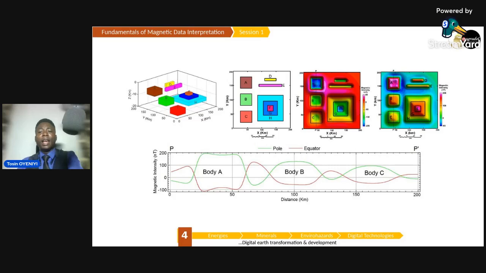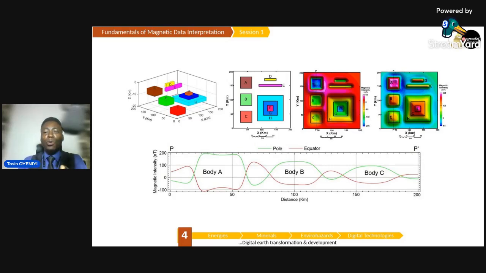But you will discover that in this third image now, the upper third image, which is generated for these bodies at the equator, where the inclination is 0 degrees at the magnetic equator, the magnetic field that was generated for this body A is low. It was low compared to what you generated for these same bodies at the pole. At the pole, it is high. So at the pole, high is high magnetization. But when you come to the equator, your low at the equator is high magnetization.